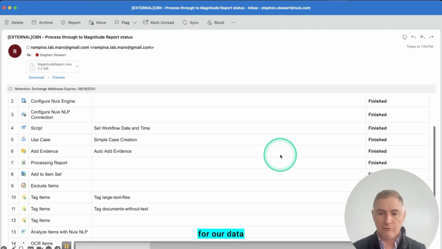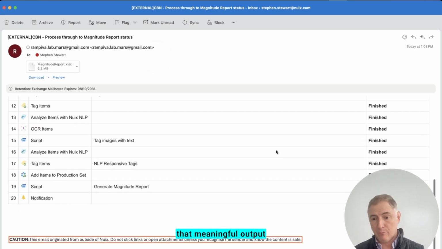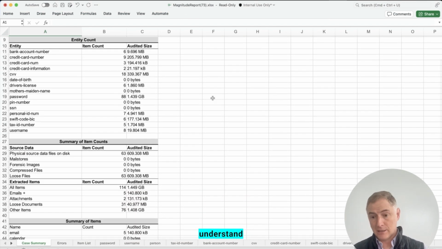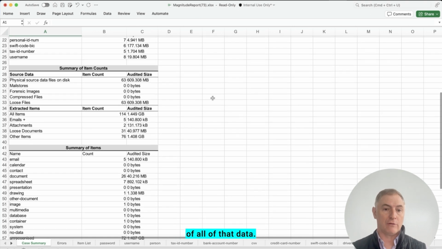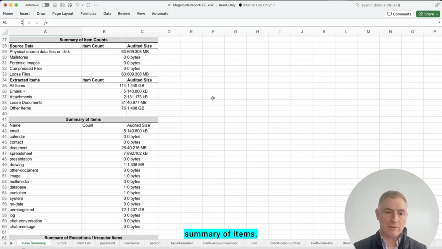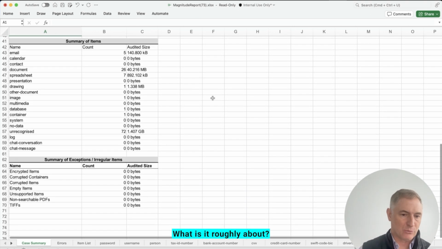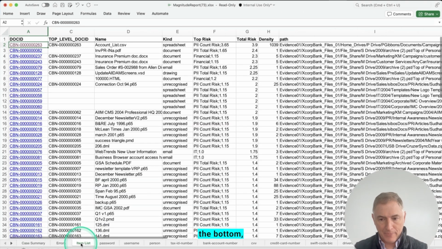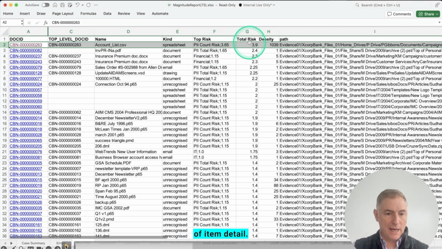And so for our data privacy solution, that meaningful output is what we call the magnitude report. In essence, the magnitude report allows me to understand, at a glance, the complexion of all of that data. We're looking at a summary of items. What are its content types? What is it roughly about? Does it have any corrupt items, etc.? But then across the bottom, across all of the sheets, you have a significant amount of item detail.